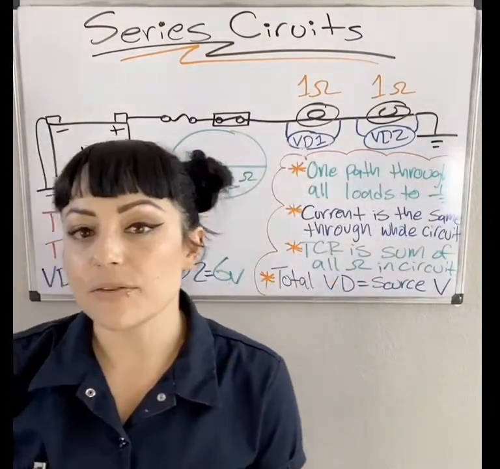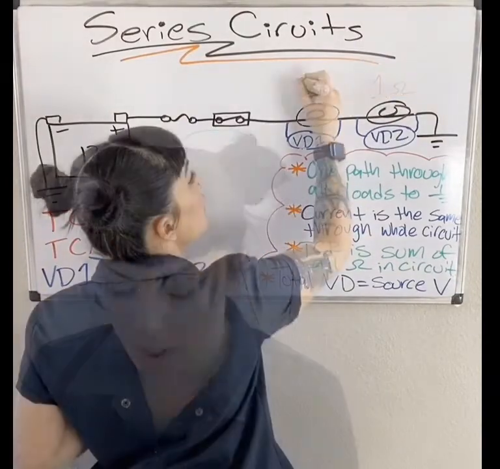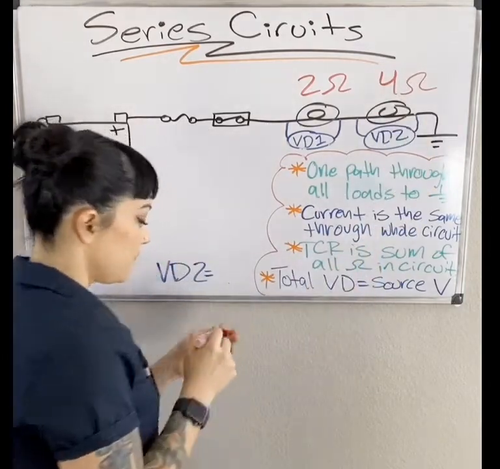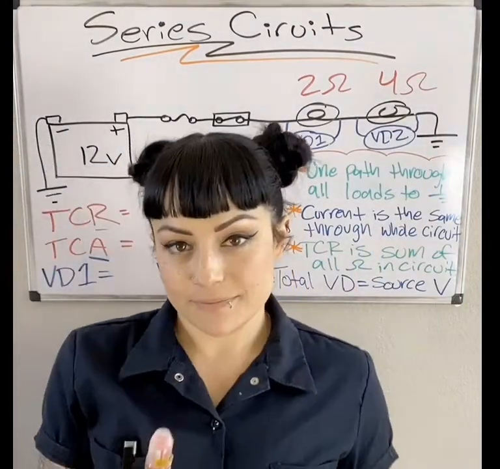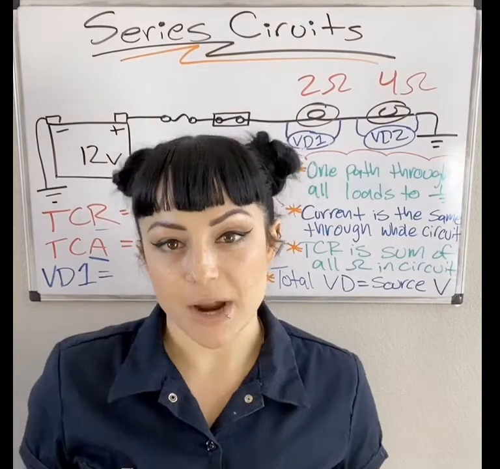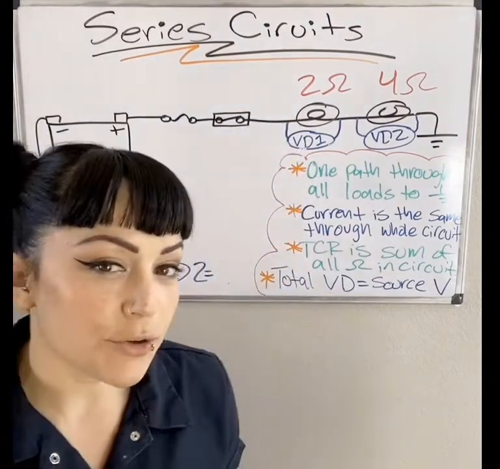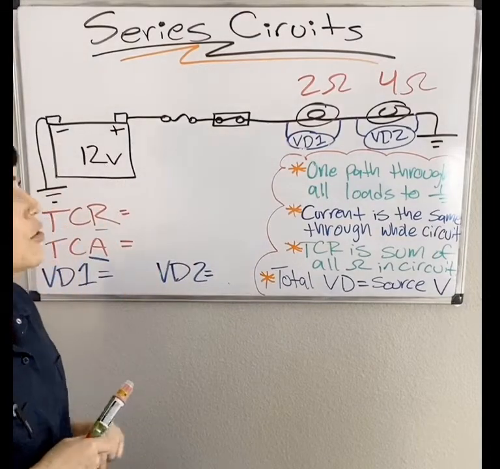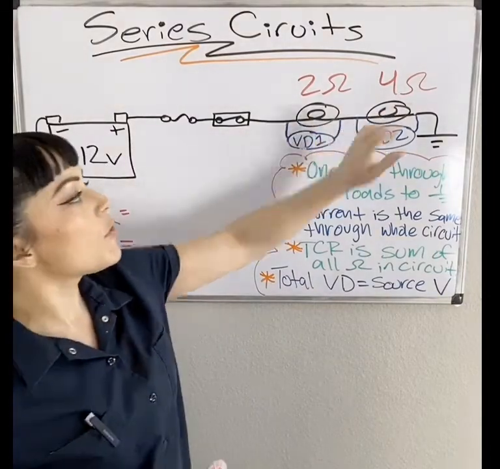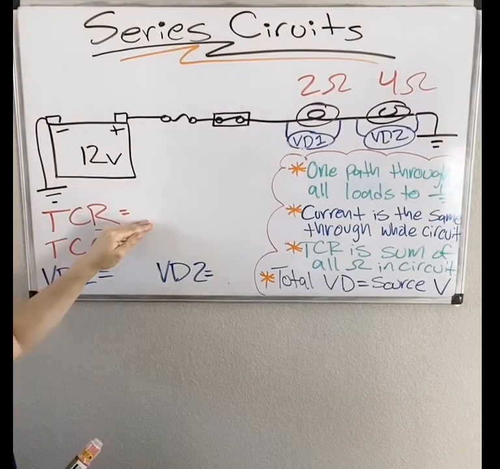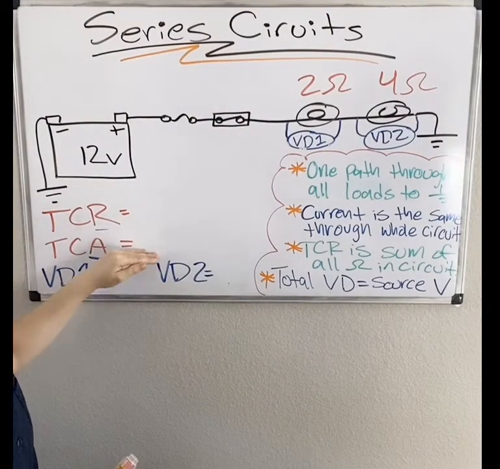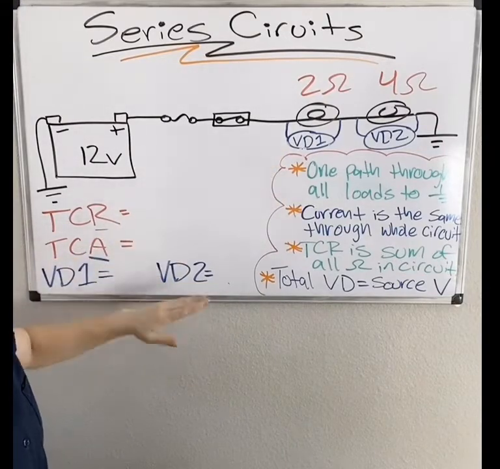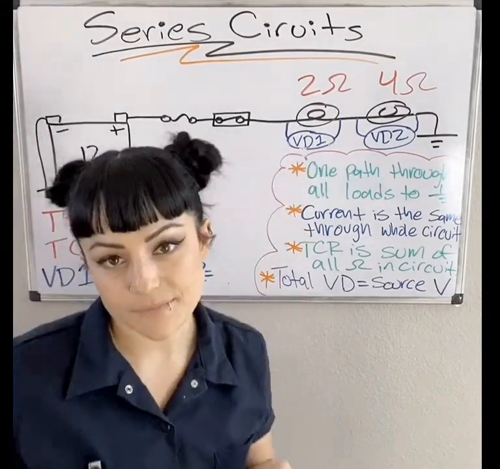I'm going to give another example. A 2 ohm bulb and a 4 ohm bulb. And at home, I'd like you to pause the video right now and, on scratch paper, try to figure this one out on your own. So with a 2 ohm bulb and a 4 ohm bulb, what would your TCR be? What would your TCA be? What would voltage drop 1 be? And what would voltage drop 2 be?